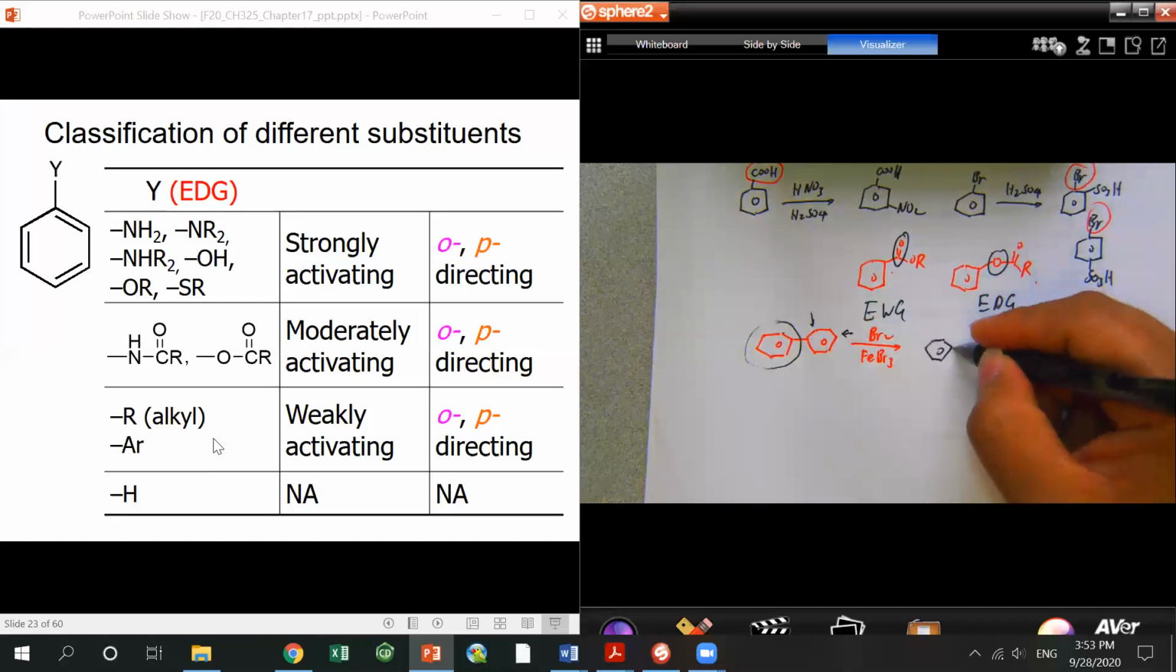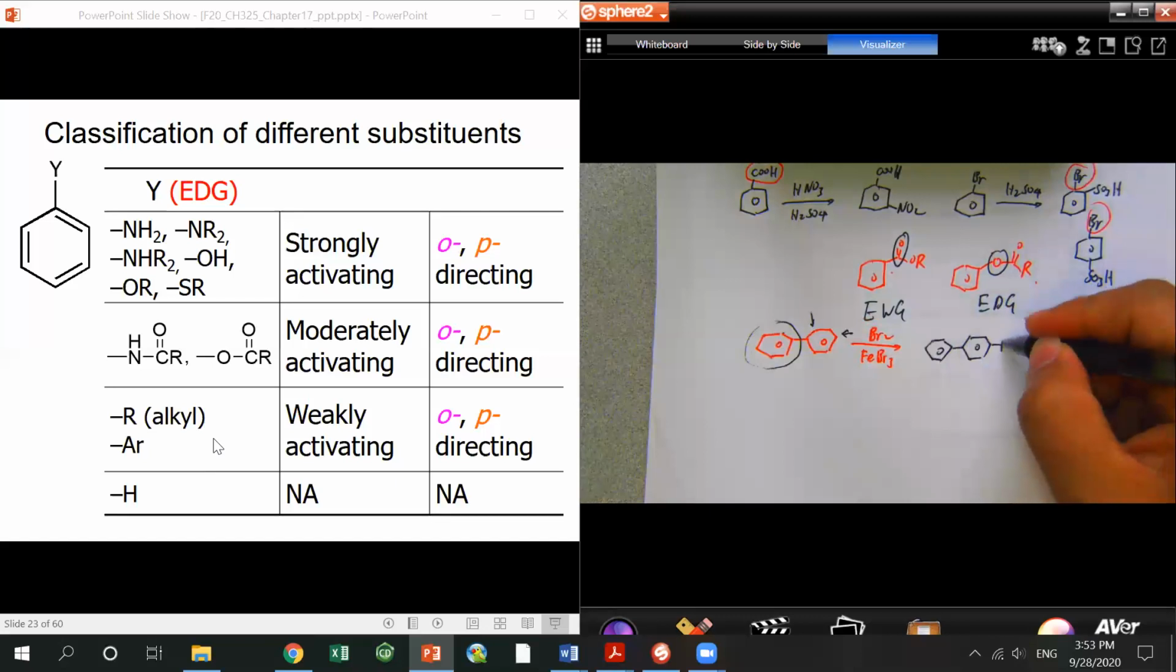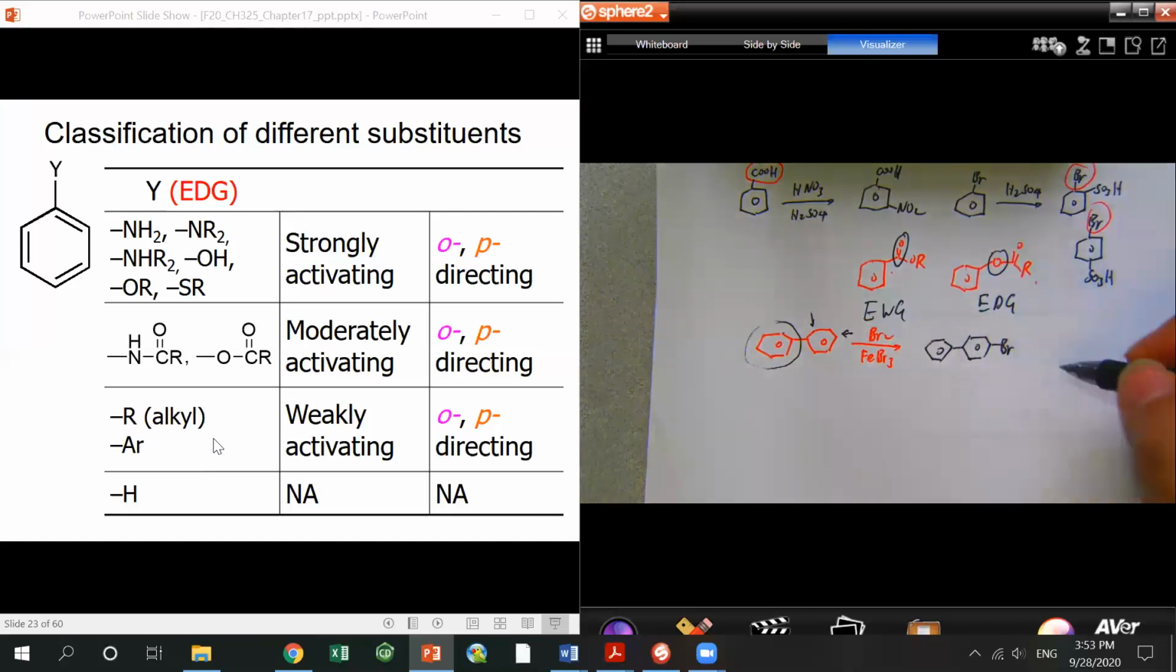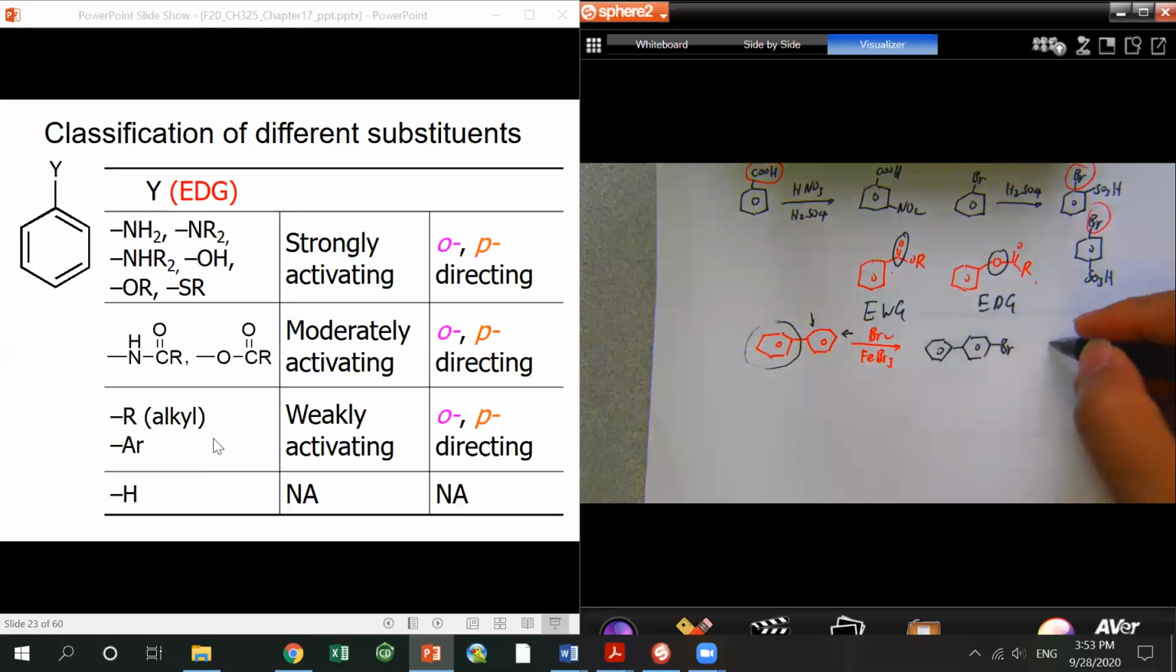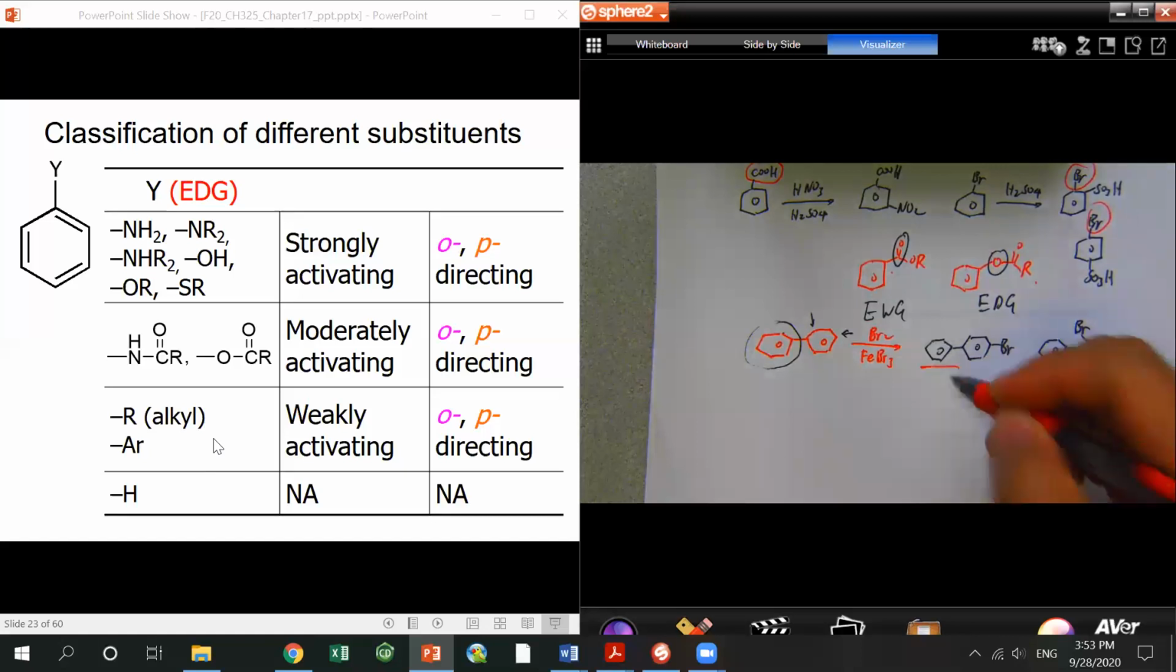For this one, we also generate two products. The major should be at the para position, and the minor at the ortho position, because of steric hindrance. It's not easy to put it at the ortho position. So those are the two products. In this case, just keep in mind that we treat one ring as the starting group, and it determines where the Br goes.